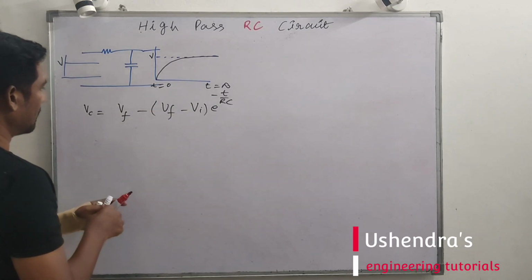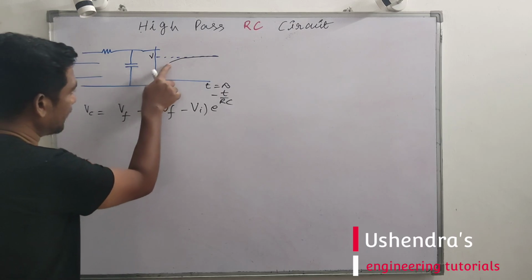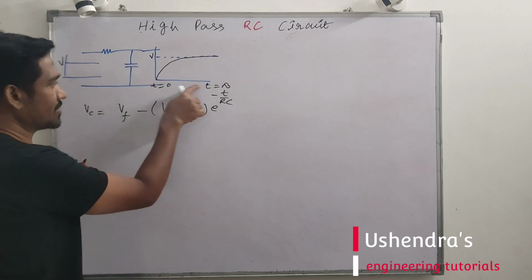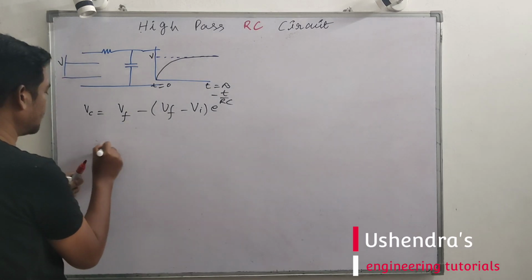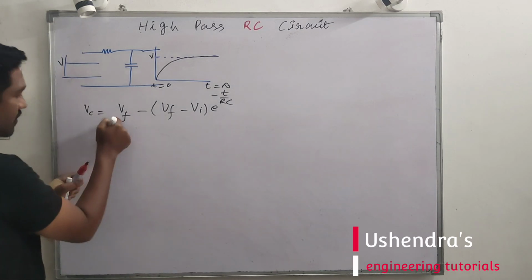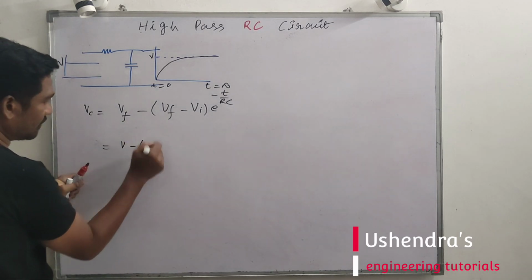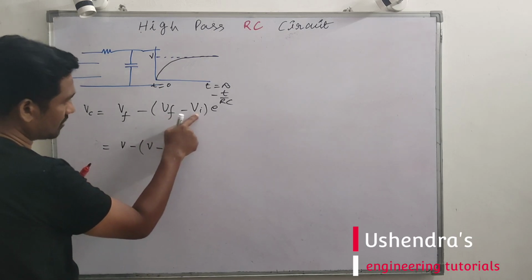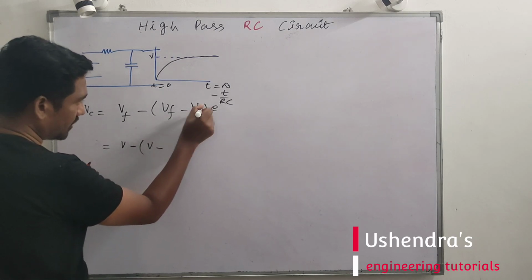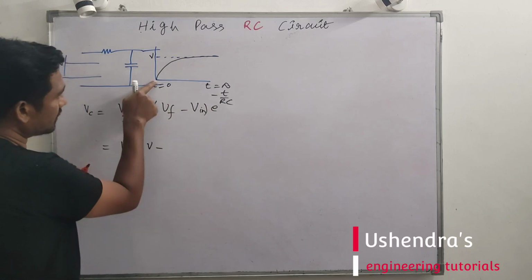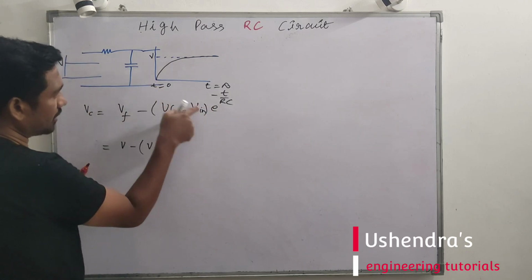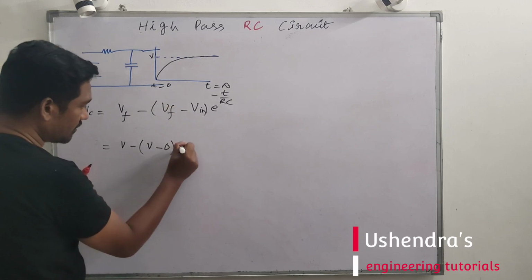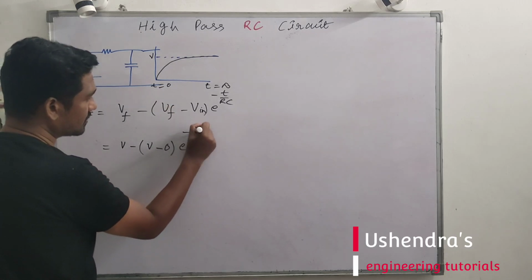Alright, so V final is the final voltage at which the capacitor settles as t tends to infinity, and the input is V volts, so V final will be V. Then V initial, at t equal to 0, the initial voltage across the capacitor will be 0, that is 0 into e raised to minus t.